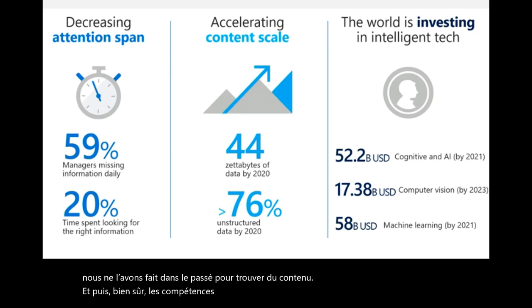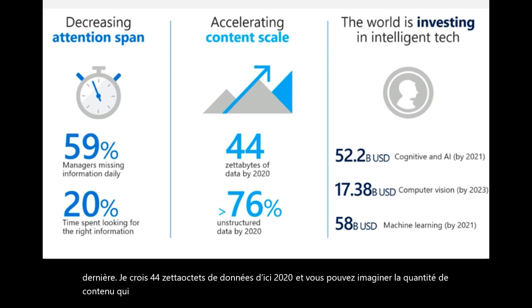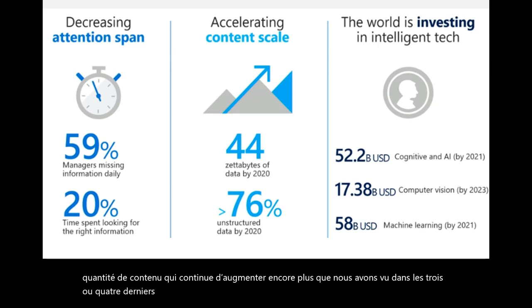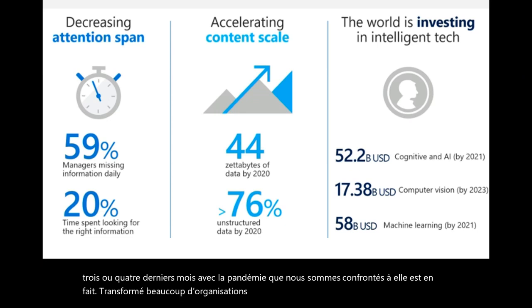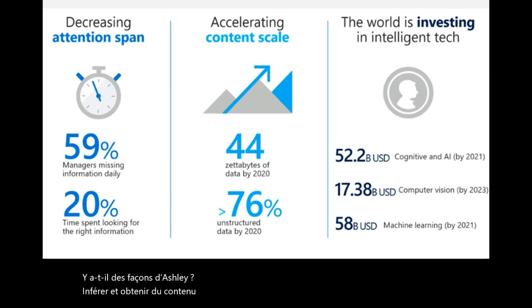This data is from last year, I believe: 44 zettabytes of data by 2020. And you can just imagine the amount of content that continues to increase even more, that we've seen in the last 3 to 4 months with the pandemic that we're facing. It's transformed a lot of organizations to say we need to get our content into the cloud and it needs to be searchable. And last but not least, there's a huge investment in intelligent tech. So now that the content's there, are there ways to actually infer and get content and get results and get the data that we need from that content store?